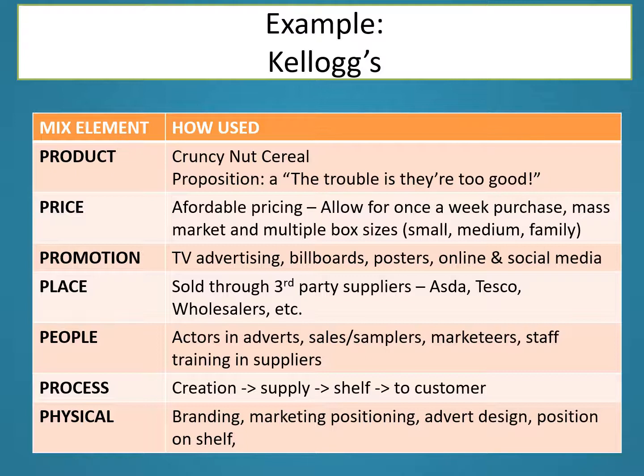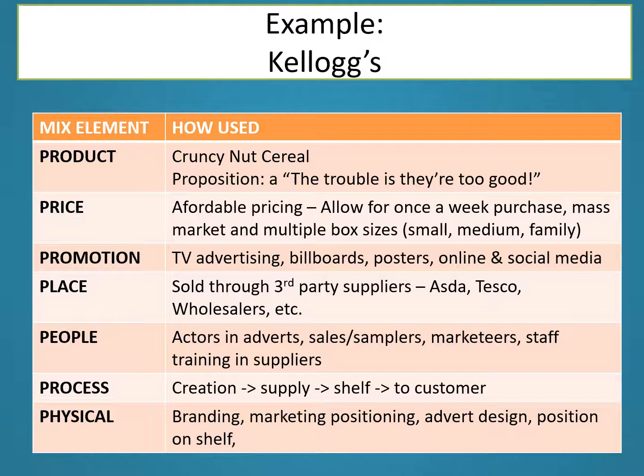If you look at Kellogg's, it's quite an affordable price. It's not the cheapest, but it's also not ridiculous. So it allows for at least once a week purchasing. It makes it available to the mass market. And of course, it comes in multiple box sizes as well. So of course, this means that you can vary the price through. Then promotion.